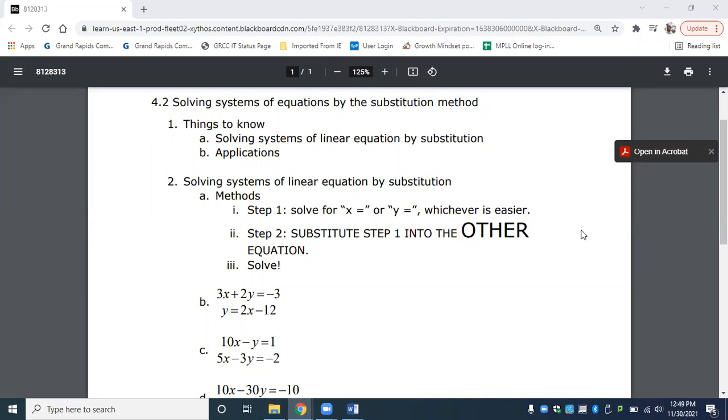Hi guys, today we're going to cover section 4.2, solving systems of equations by the substitution method. So let's go ahead and talk about the method really quick.